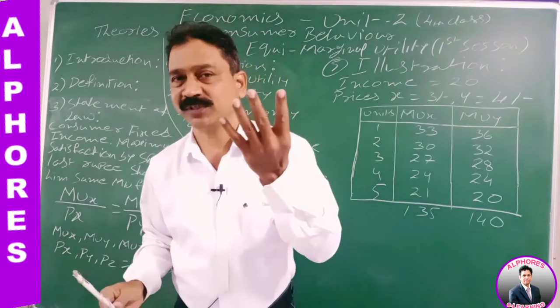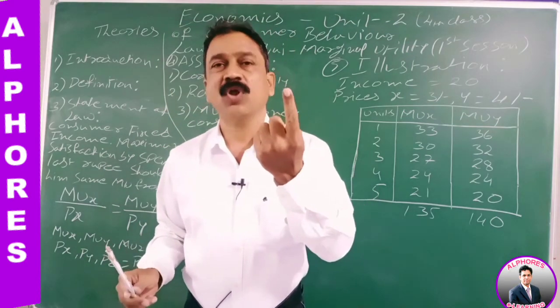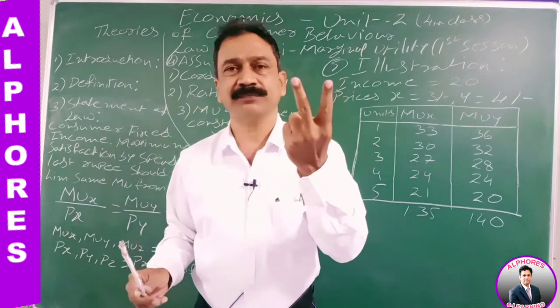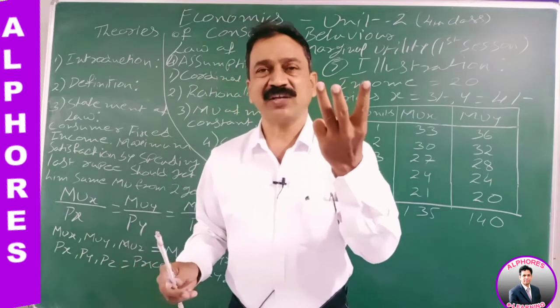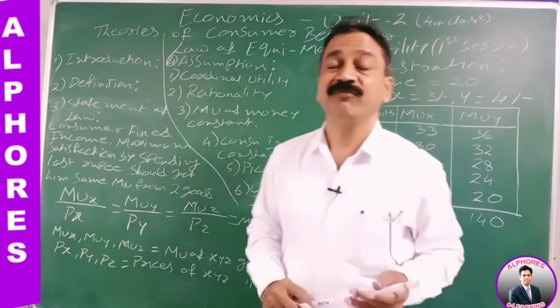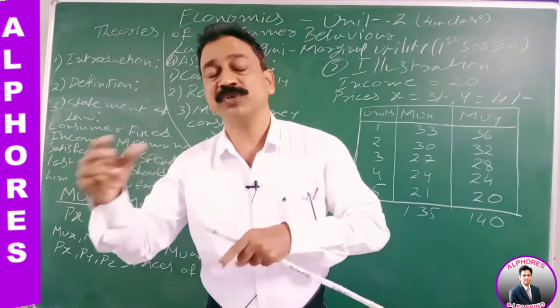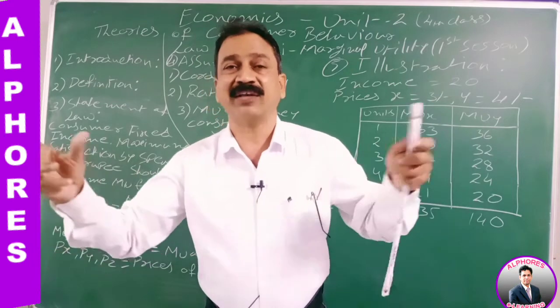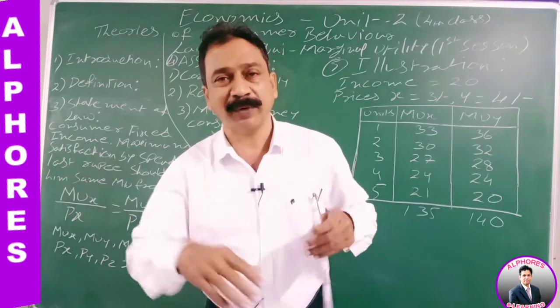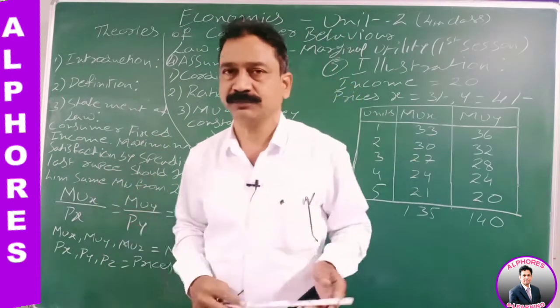So there are 4 names: Gossen's second law, law of substitution, law of maximum satisfaction, and law of equi-marginal utility. We equalize the marginal utilities, substitute the commodities and get maximum satisfaction. That is what was told by Gossen. That is the introduction if you read it in your textbook.